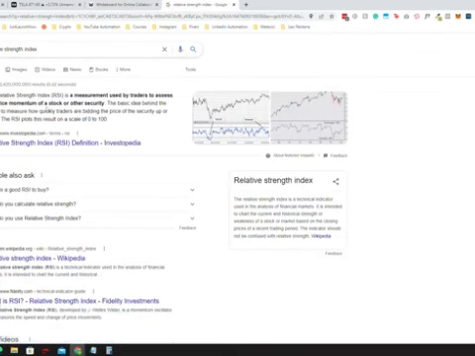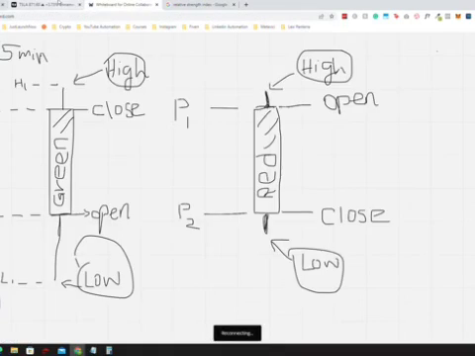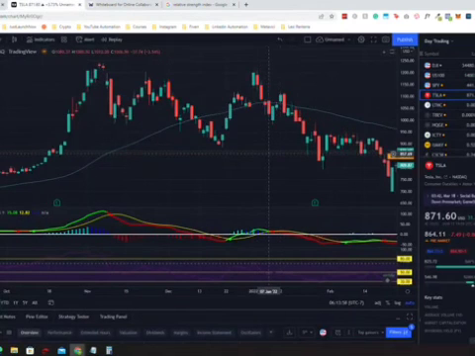Basically, it's a measurement used by traders to assess the price momentum of a stock or other security. The basic idea behind the RSI is to measure how quickly traders are bidding the price of a security up or down. So it basically measures the momentum of a stock.